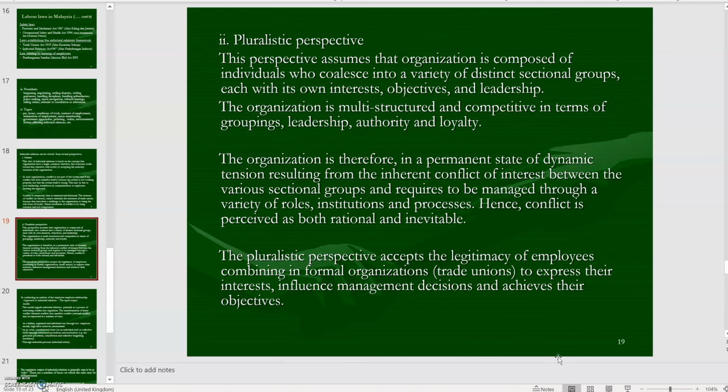Because it is rational and inevitable, therefore the existence of trade unions is accepted. Okay, so the pluralistic perspective accepts the legitimacy of employees combining into informal organizations, which are trade unions, to express their interests, influence management decisions, and achieve their objectives. They also have this legitimate right to exist, because they have their own interests to pursue, and they will fight to get the most power, or more relative power, in order to achieve their objective.